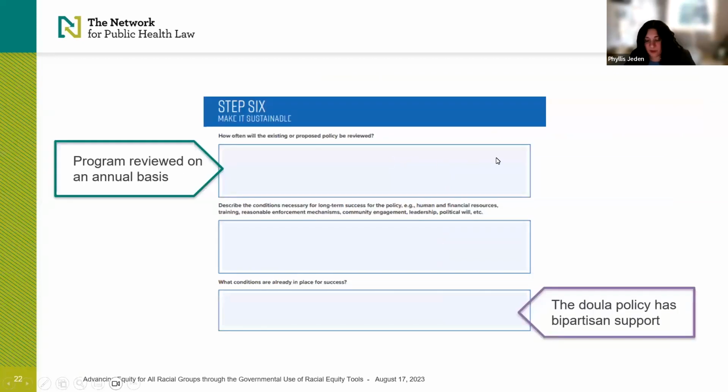Now, finally, step 6. Step 6 asks you to consider how to make your policy sustainable. For example, our spa doula program may need to be reviewed on an annual basis to make certain there's enough trained doulas in the state to meet the need, among other issues to review. Step 6 also asks that you consider the conditions necessary for success and those that may already be in place. You may already have bipartisan support, for example, for the spa doula policy. Next slide, please.